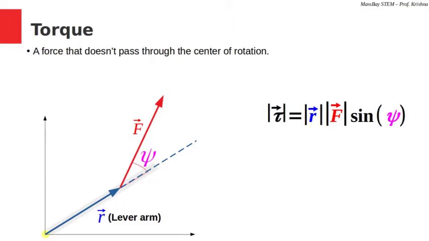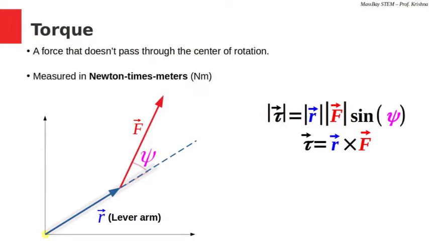My 103 students saw this operation a few videos ago. It is symbolized in shorthand like this. It is called the cross product of the lever arm and the force. Torque is measured in newtons times meters.